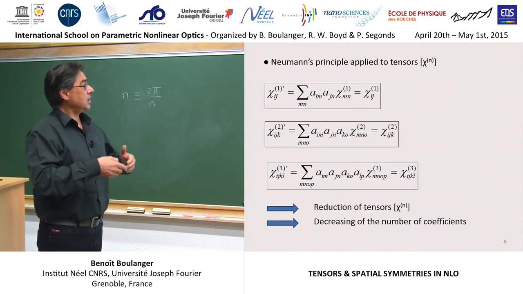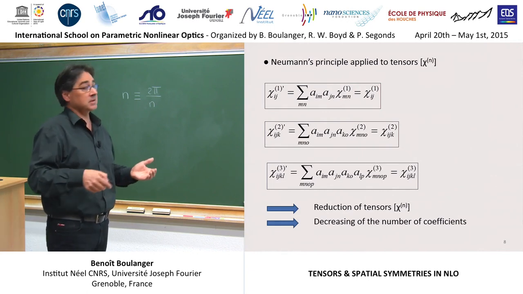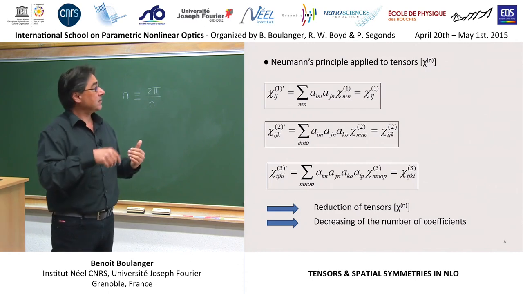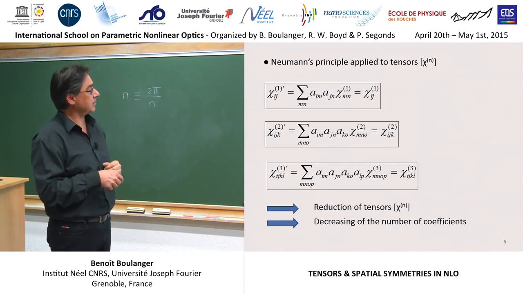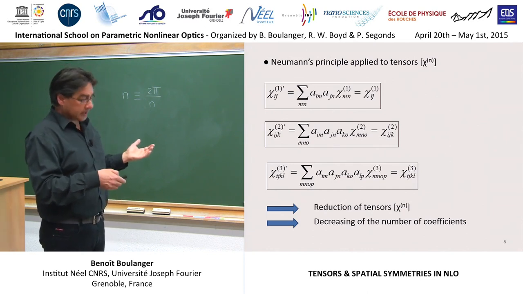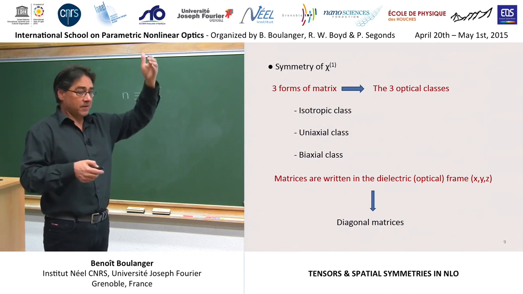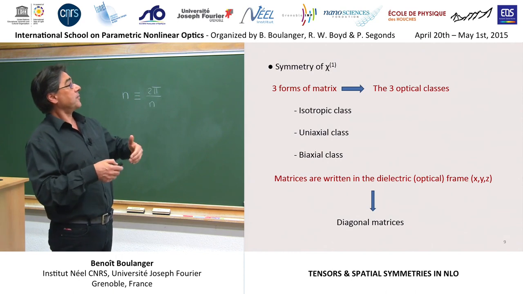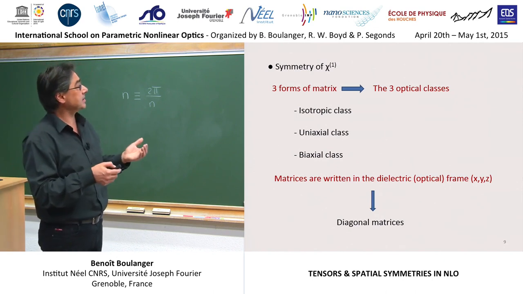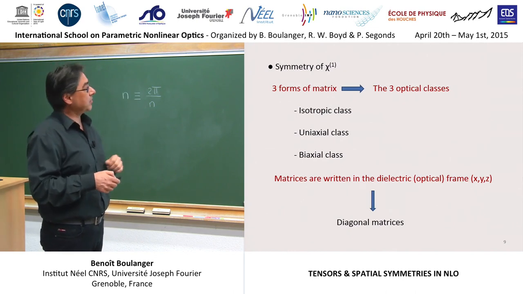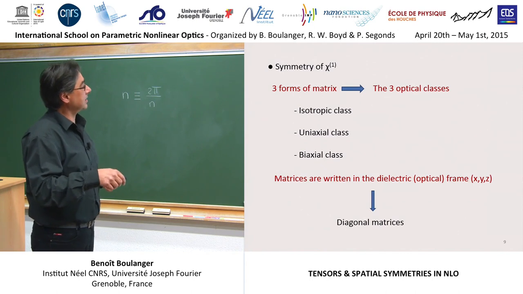And doing this, we see at first that we have a reduction. This work is called reduction of tensor. Reduction means that, in fact, doing this, we decrease the number of independent coefficients of the tensors. And when we do that, we begin with chi1, and we see that the 32 crystal classes can be divided into 3 forms of the chi1 matrices, which define the 3 optical classes. We discussed that yesterday: the isotropic class, the uniaxial class, and the biaxial class.